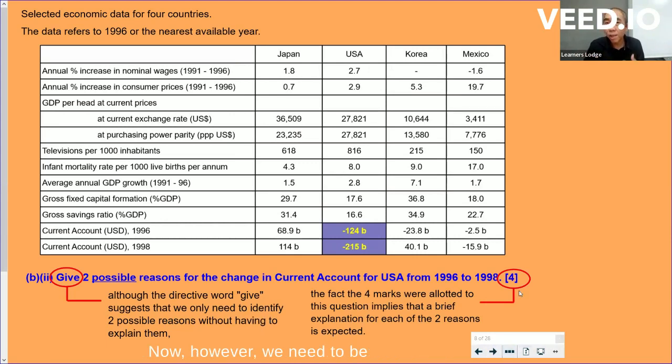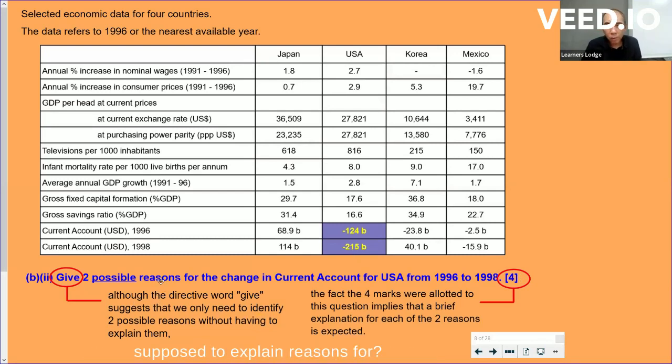Now, however, we need to be sensitive to the mark allocation. It cannot possibly be that if I ask you to identify 2 reasons, I give you 4 marks for it. So the fact that the directive word of give would imply you only need to identify, the question carrying 4 marks here suggests that each of the 2 reasons that you give need to be explained at least in a relatively brief manner to show how those reasons led to the observed change in the current account. So take note, 4 marks, you need to explain each reason, even though briefly, as opposed to simply identify reasons.